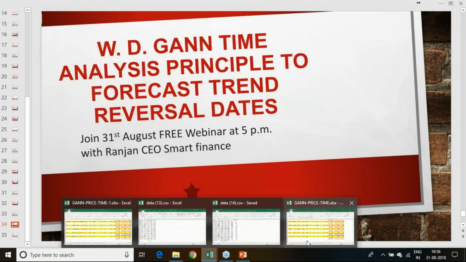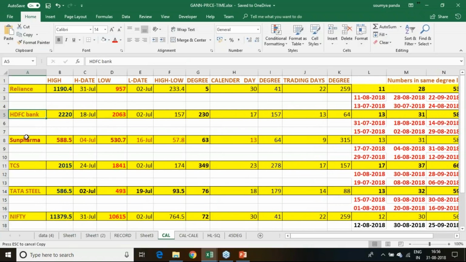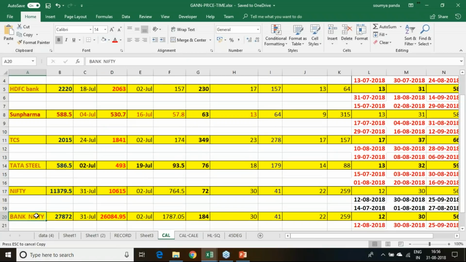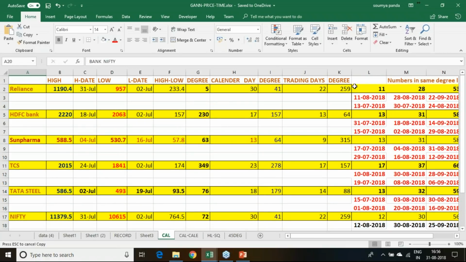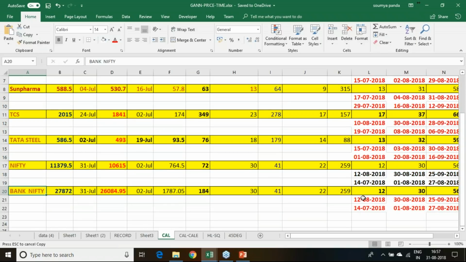And last month we have conducted one event, and we have given you the timing calculations for these 5 counters: Reliance, HDFC Bank, Sun Pharma, TCS, Tata Steel, Nifty and Bank Nifty. All these dates were calculated in that event and conveyed to you. Many of you would have cross verified it.